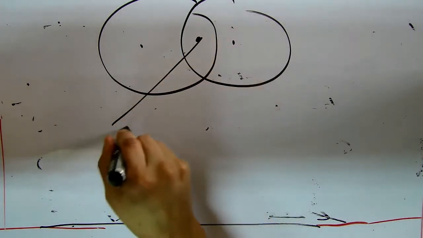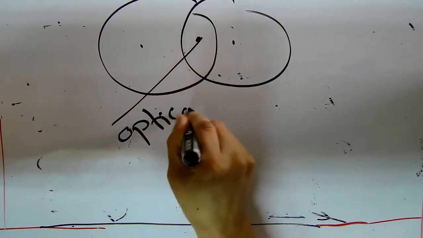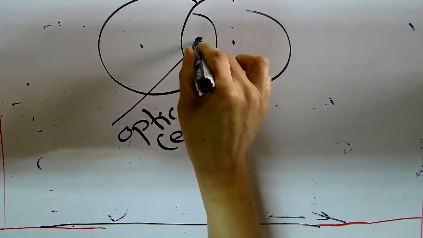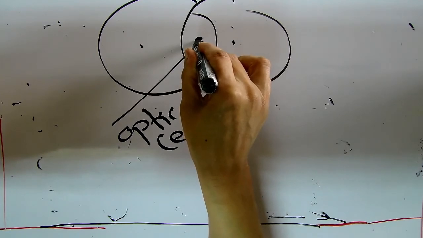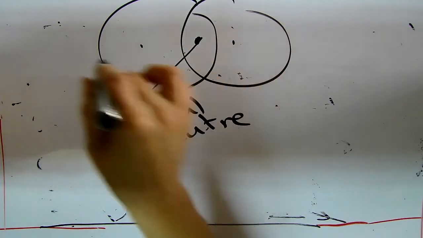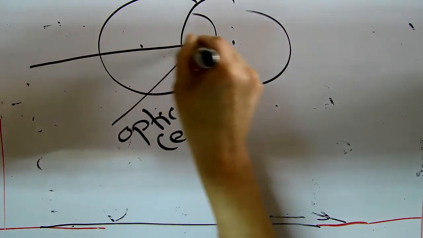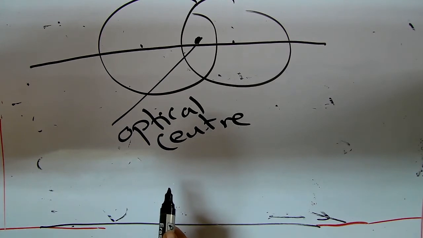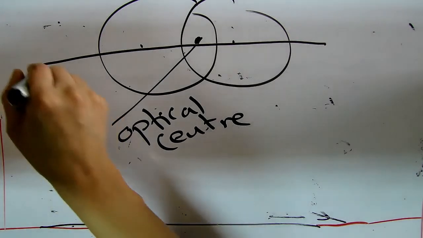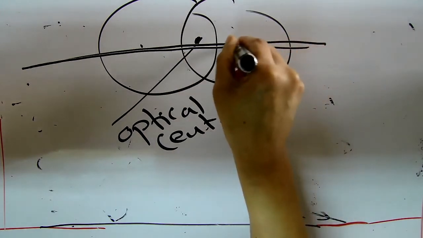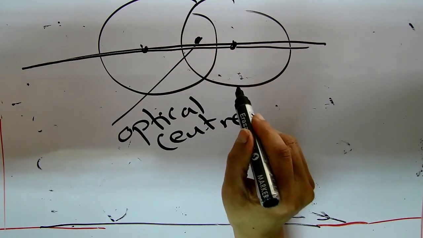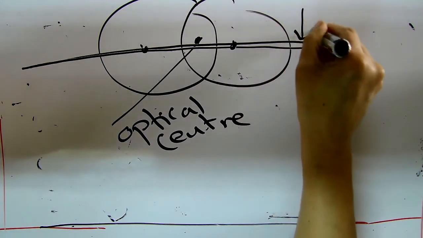Optical center: it is a point inside the lens that lies on the principal axis of the lens. Radius of curvature: half the diameter of the sphere. The line between the two centers of curvature is called the principal axis.